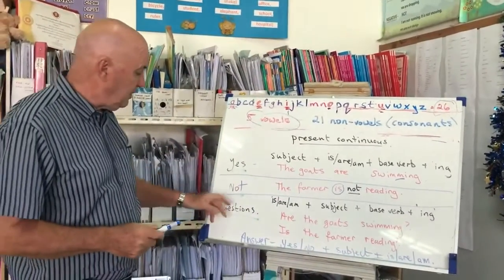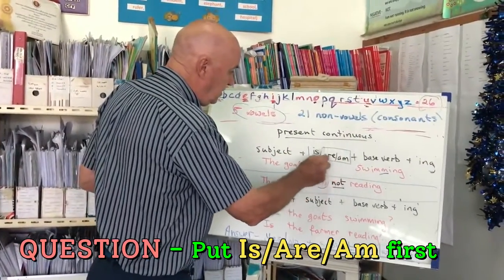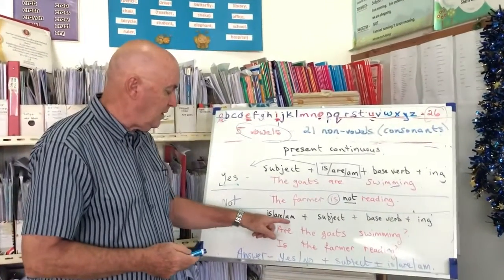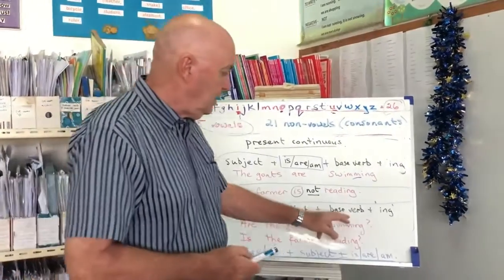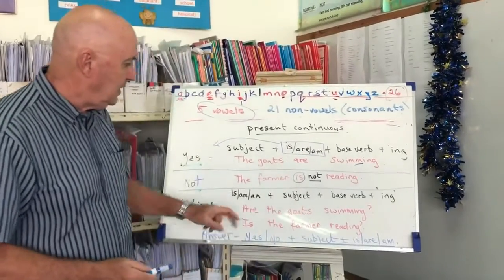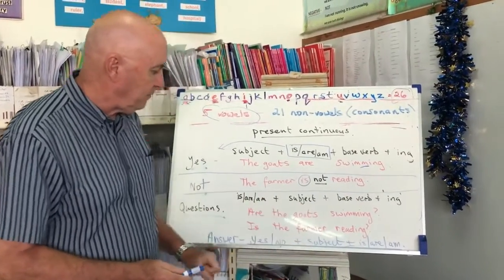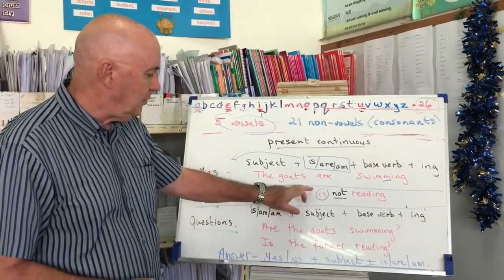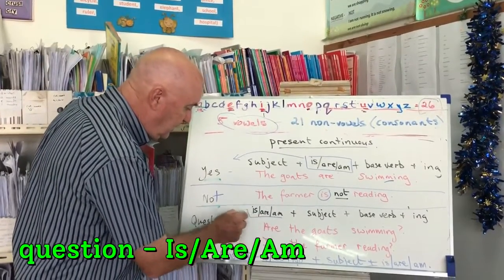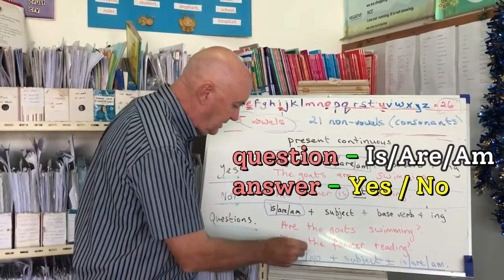Okay, and then the third thing we need to be able to do is to make questions. And to make the questions, what we do is we take is or are or am and we put it first. So we start with is, are or am, then our subject, then our base verb and ing. So we would say, instead of the goats are swimming, to make a question, are the goats swimming? Or instead of, the farmer is reading, we put is first. Is the farmer reading? And if our question begins with is, or are, or am, then our answer will always be yes or no.